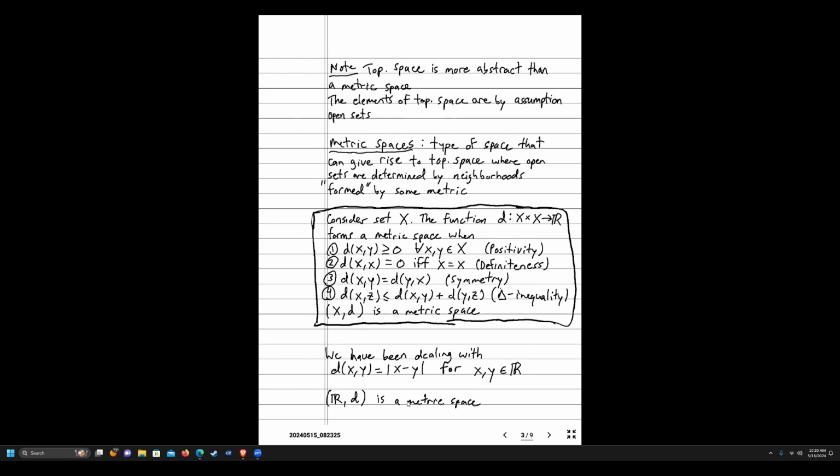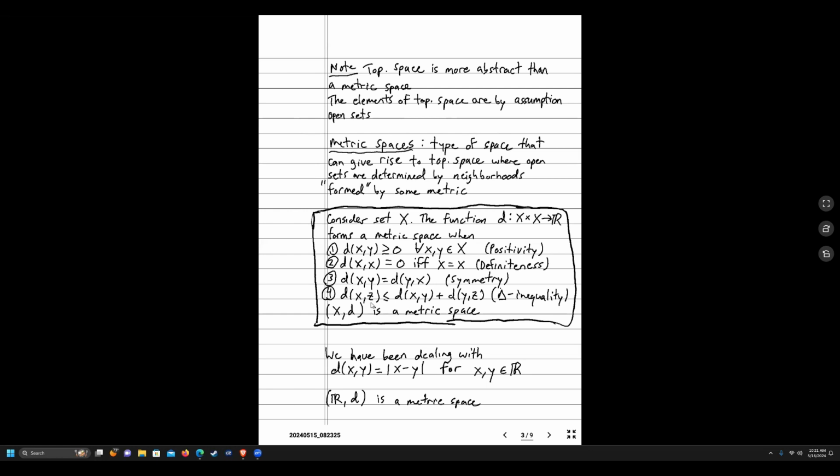Now, a metric space is a type of space that can give rise to a topological space where open sets are determined by some metric that forms a neighborhood. So some metric, and you have this terminology called neighborhood.